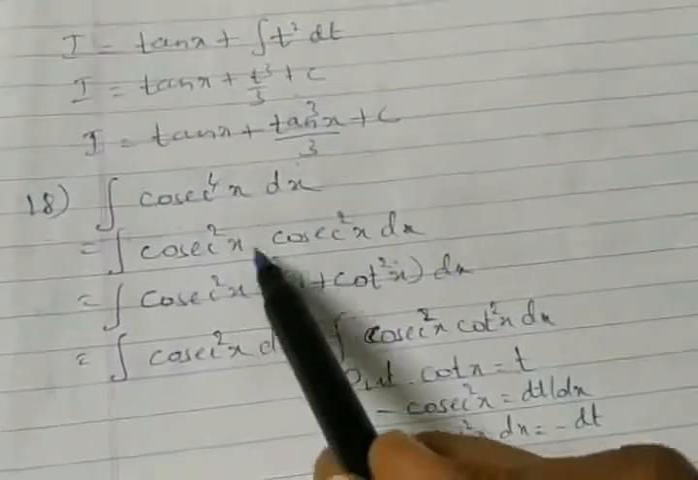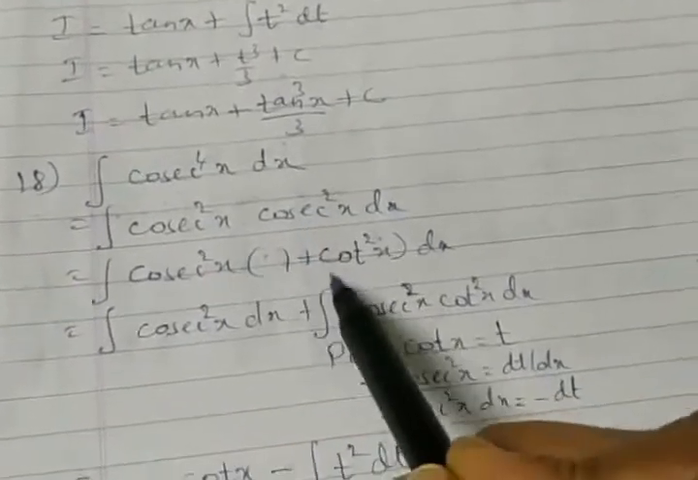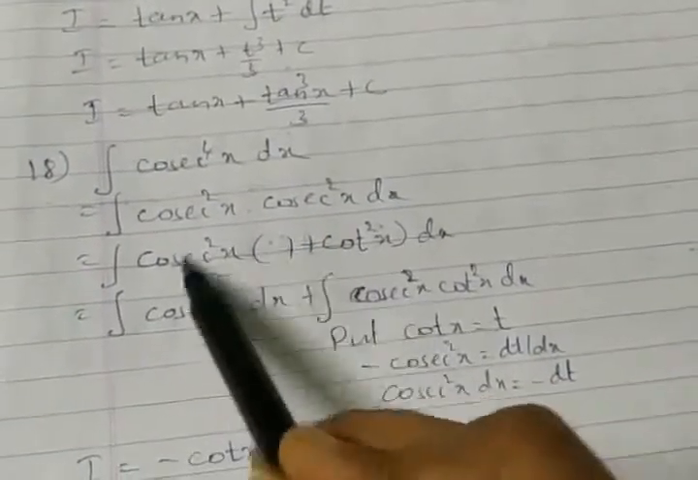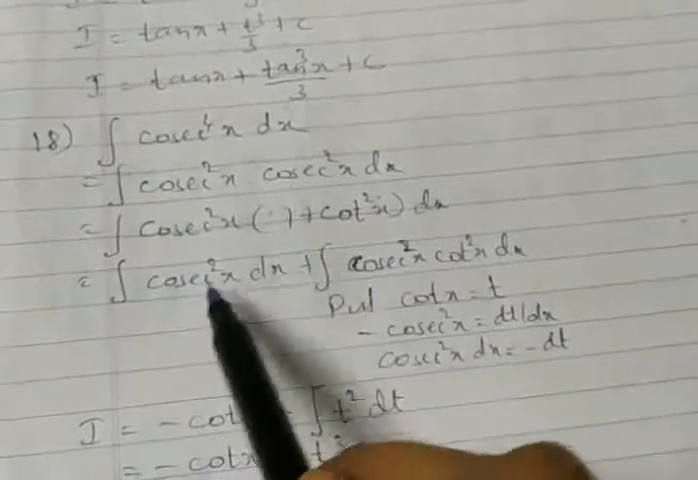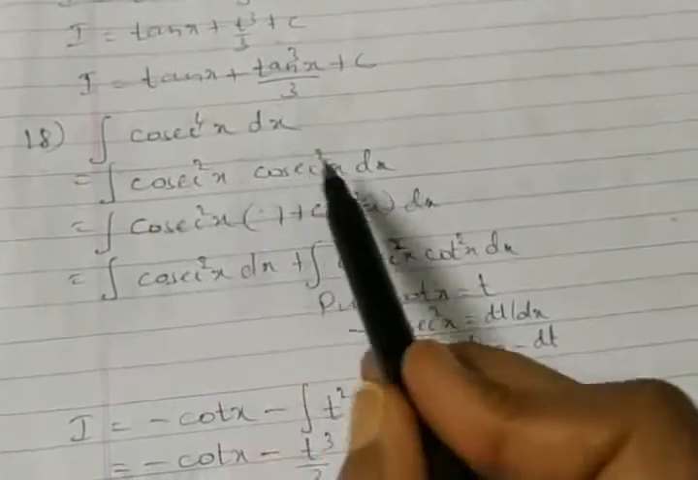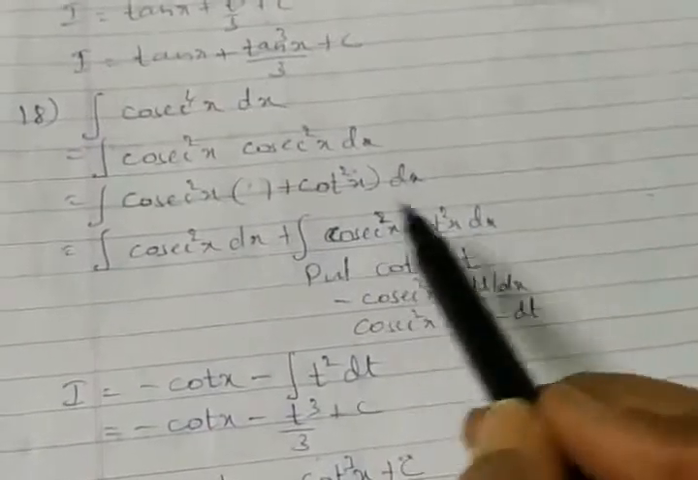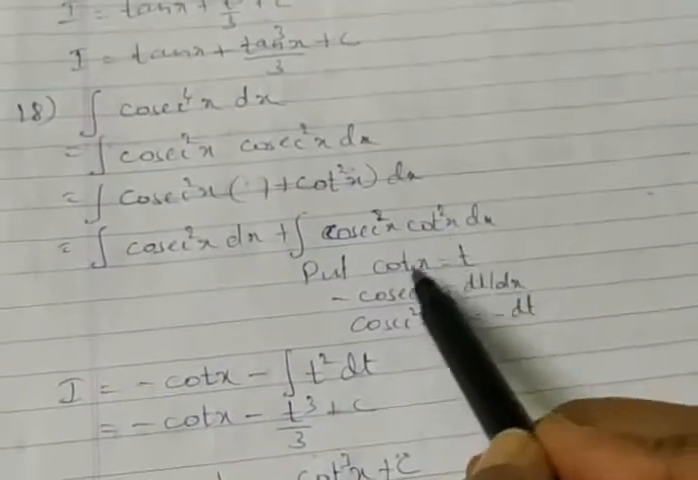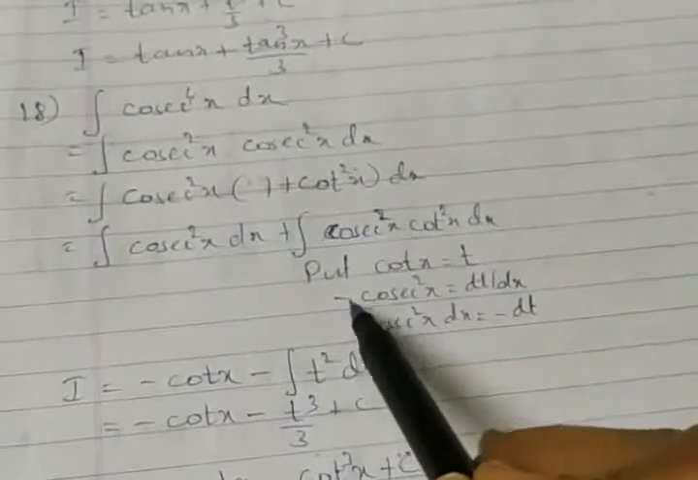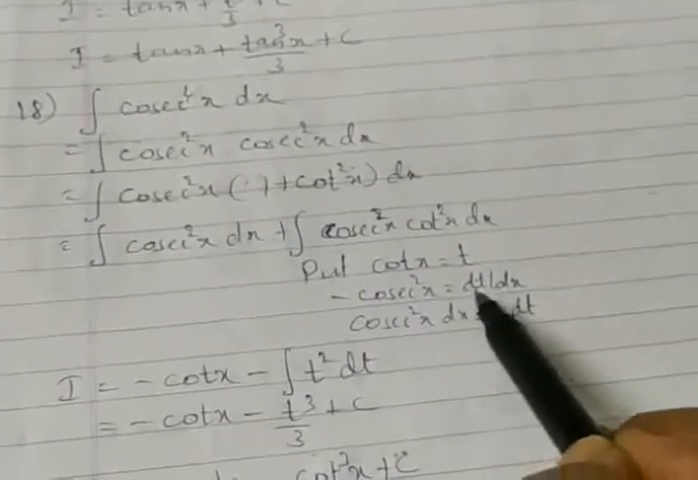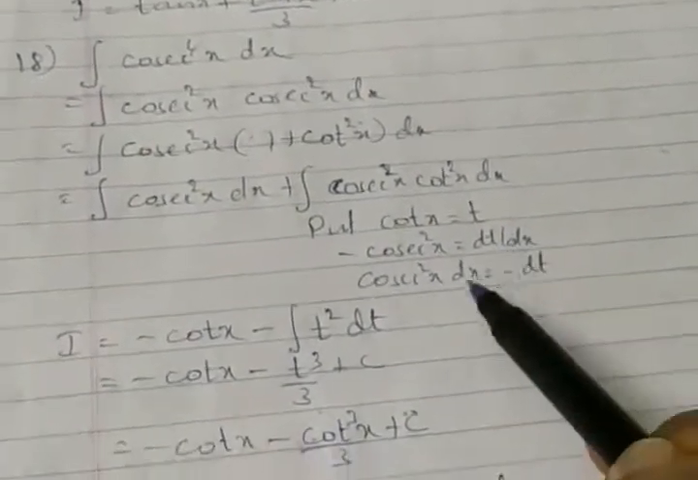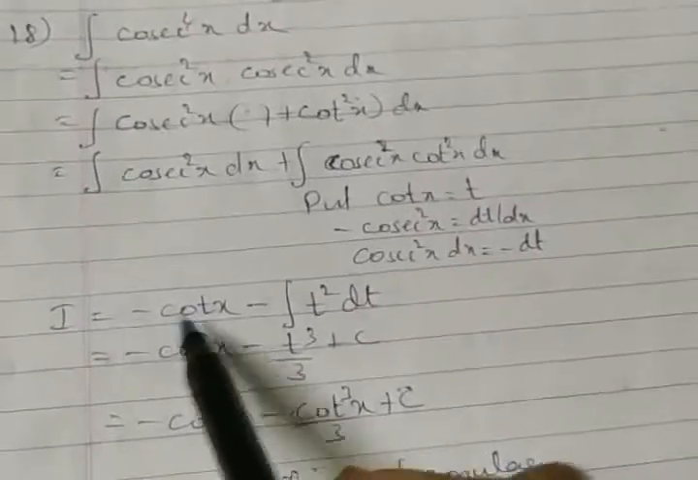Okay. So we have cosecant square x. Here also we have 1 plus cot square x, term by term. Cosecant square x plus cosecant square x into cot square x. Substitution: put cot x is equal to t. Differentiation, be careful, minus cosecant square x dt by dx. Minus balanced, and let's come back with the I part.